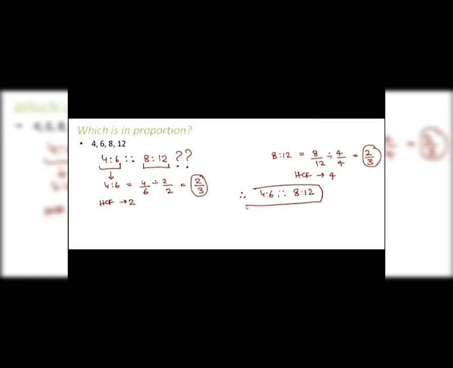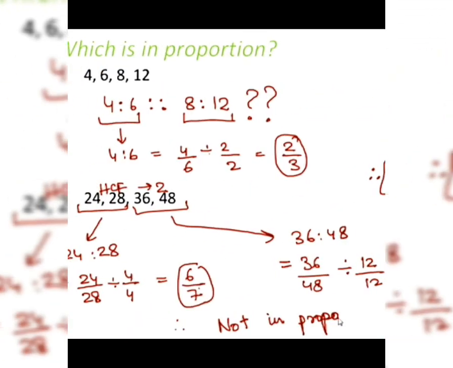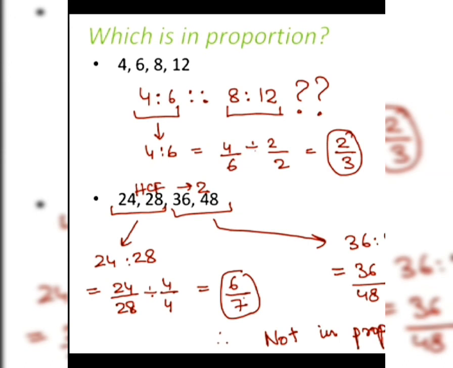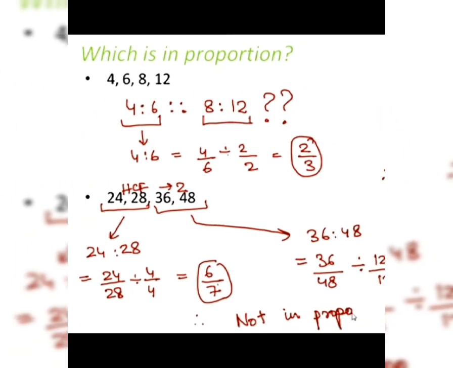Now, let's take another example. Let's take the example of 24, 28, 36, 48. Again, these are the respective terms. So we will find whether 24 is to 28 is proportional to 36 is to 48, okay? We'll see whether these two ratios are equal or not. So 24 is to 28 is nothing but 24 by 28. And the HCF of 24 and 28 is 4. So I'm dividing by the HCF, both in numerator as well as in denominator. So I will get 6 by 7.